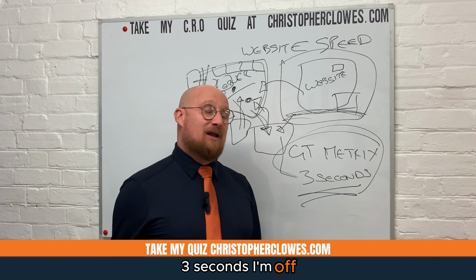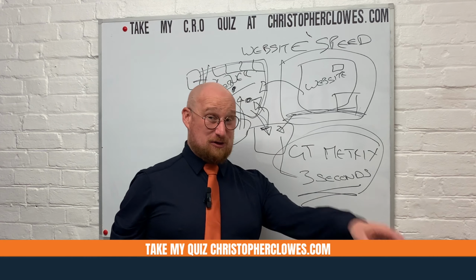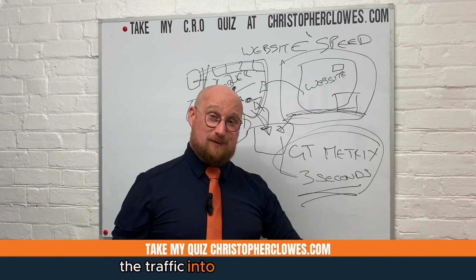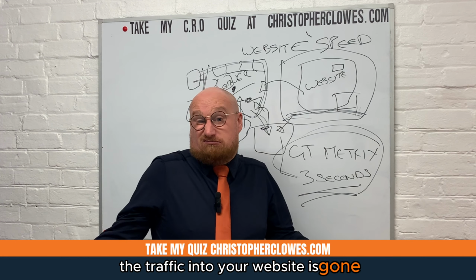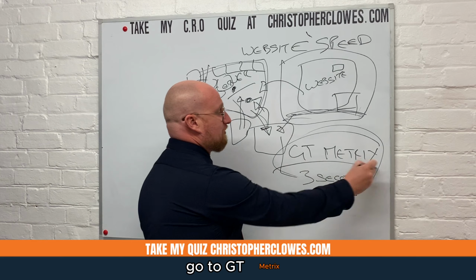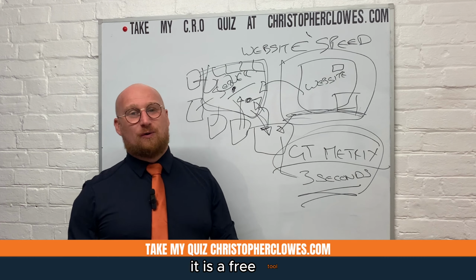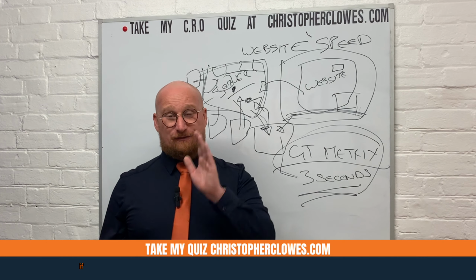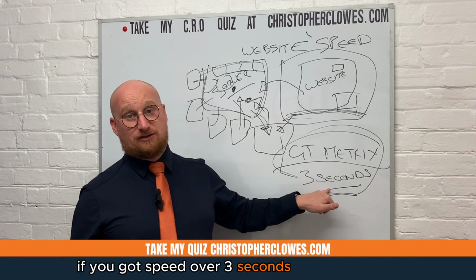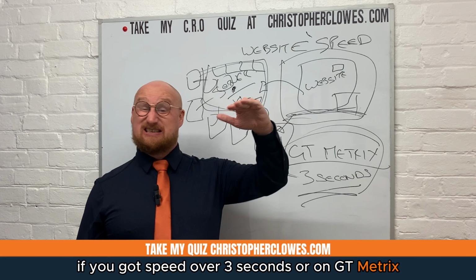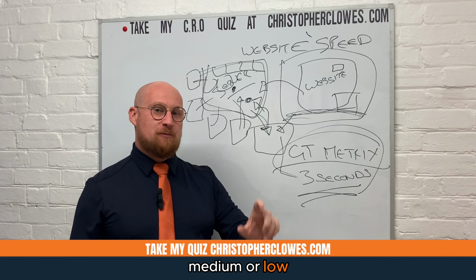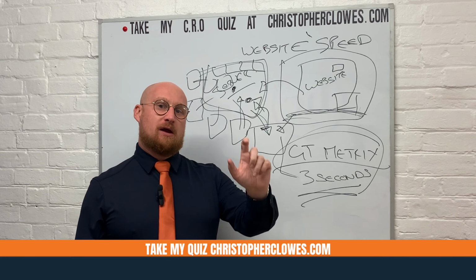The money that you've invested in the funnel, pushing the traffic straight into your website, is gone, because people can't be bothered to hang around. So website speed is absolutely crucial. Go to GT Metrics. It is a free tool. Check your speed. If you've got a speed over 3 seconds, on GT Metrics, it tells you if it's high, medium, or low. You can fix the things on there.